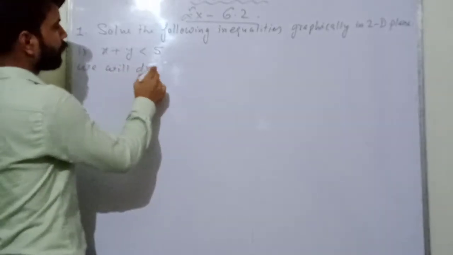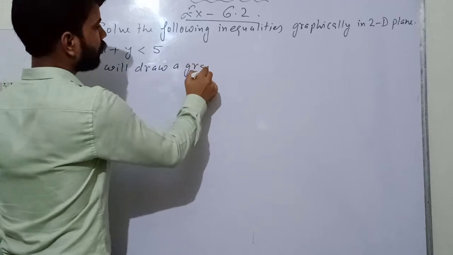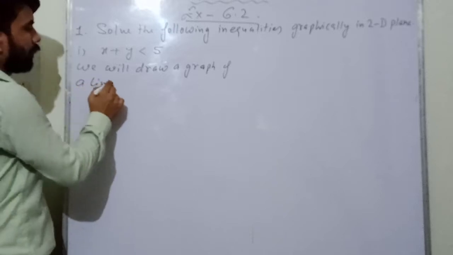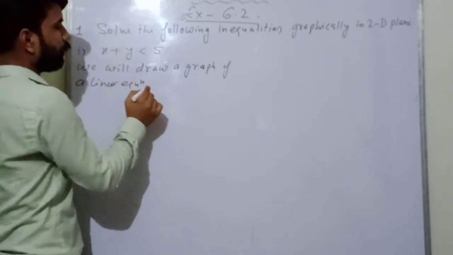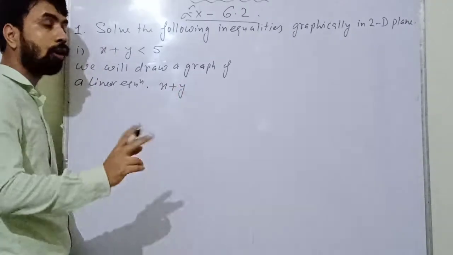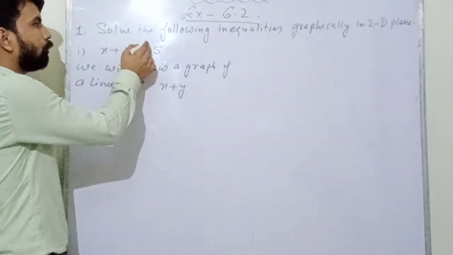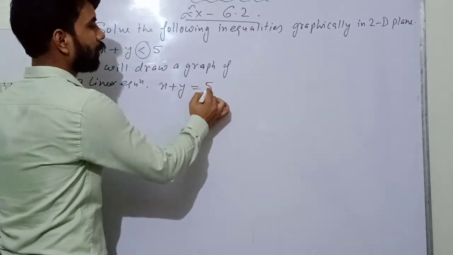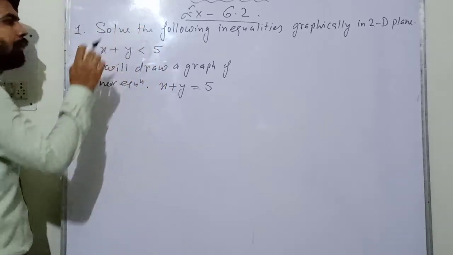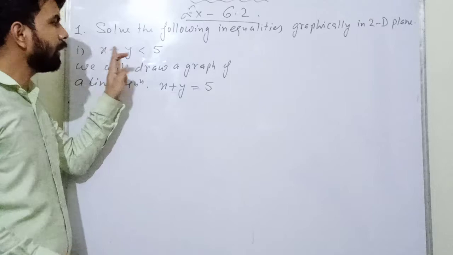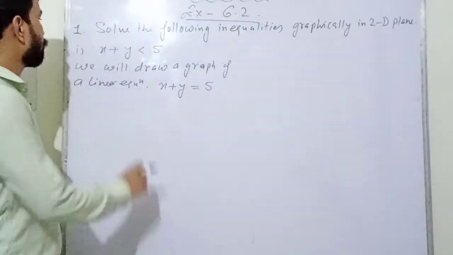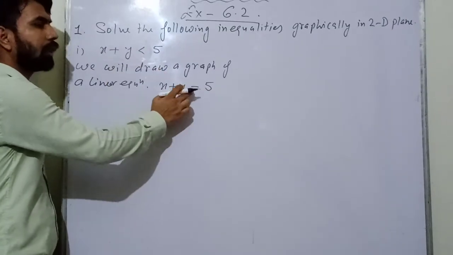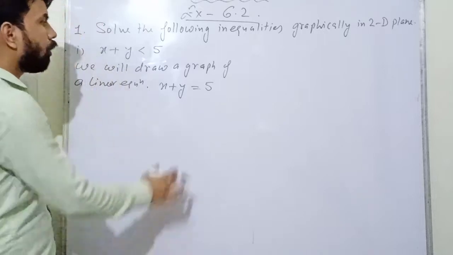We will draw a graph of a linear equation x plus y. How can it convert in a linear equation? If we will remove this inequality sign, we will replace this sign by equal. Am I right? So we will convert this inequality in a linear equation. So we will draw a graph of a linear equation x plus y equals to 5. Means we remove this sign and put equal. Clear?